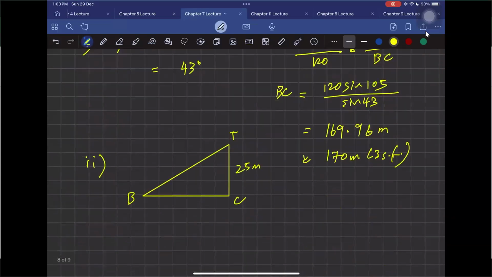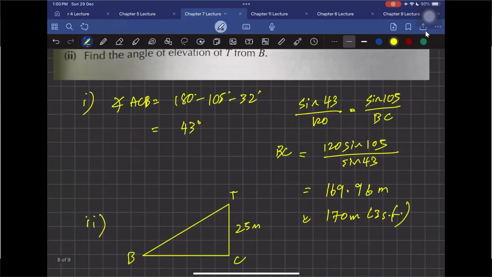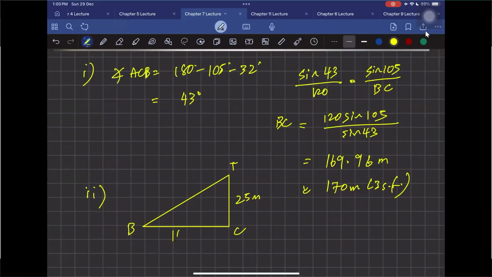So do we know CB? Oh yeah, we do know BC. It is 169.96 meters.